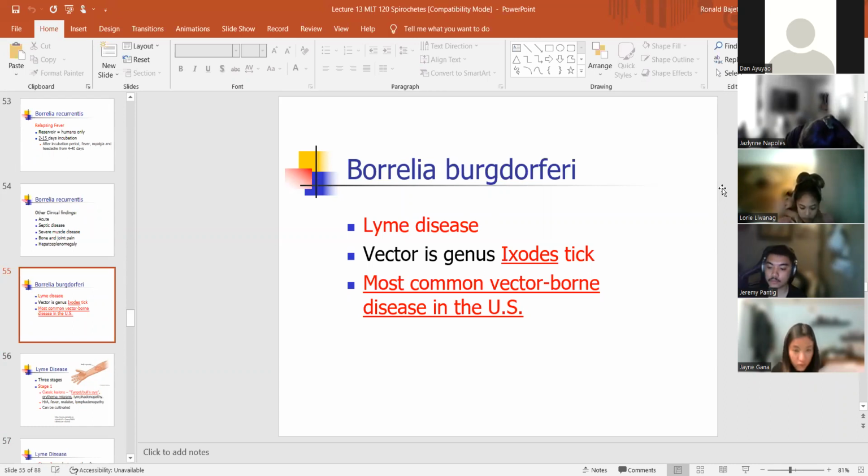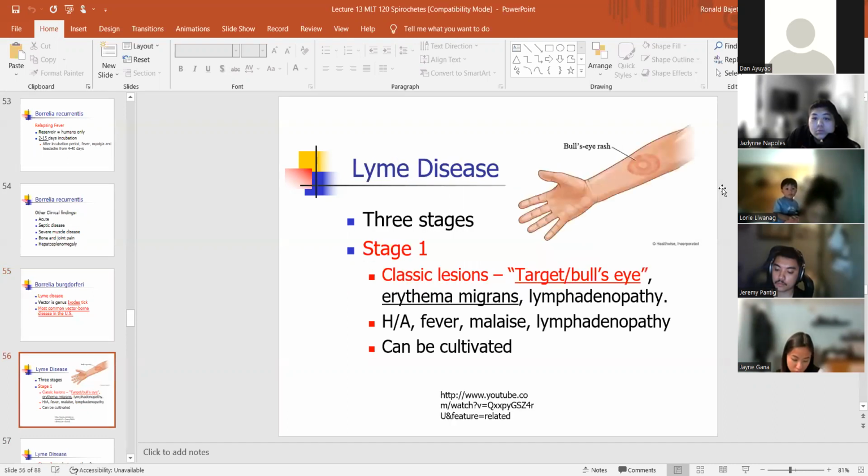Remember humanus, pediculus, and this one's the Ixodes tick. Lyme disease. Make sure you know this. This is one of those things, most common, kind of like a Guinness Book thing. Most common vector-borne disease in the US is Lyme disease. The most common vector-borne disease in the US is Lyme disease. Okay, so make sure you know that.